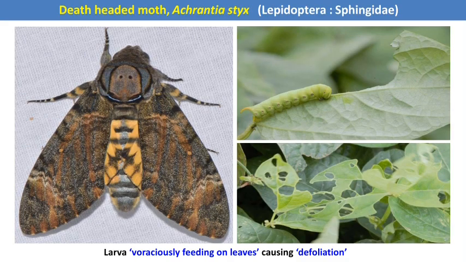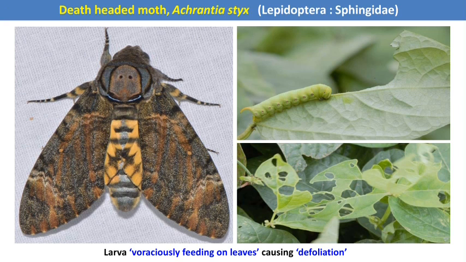Then this is the pest called the death-headed moth, Acherontia styx. It is a Lepidoptera pest. The most important thing about this pest is that the female moth lays its eggs on the surface of the leaves, and after hatching from the eggs, the caterpillars emerge. In this picture you can see the caterpillar having some of these features.